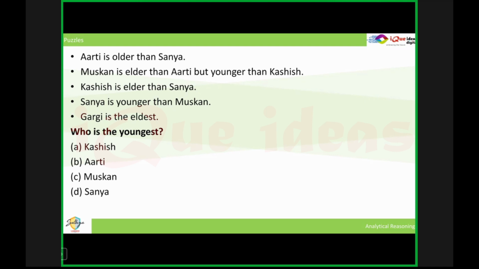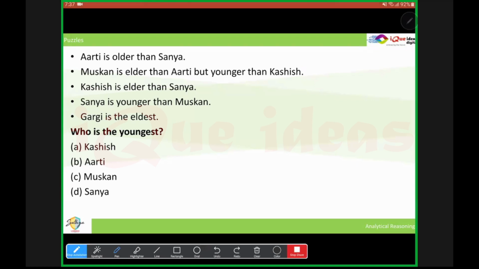Now remember, there are two ways in which I could have solved this example. First, according to the diagram method which we have just seen. So supposing I want to say that Aarti is older than Sanya, then I can draw Aarti taller than Sanya. So taller is the larger one. So Aarti older than Sanya. Muskan is elder than Aarti but younger than Kashish.